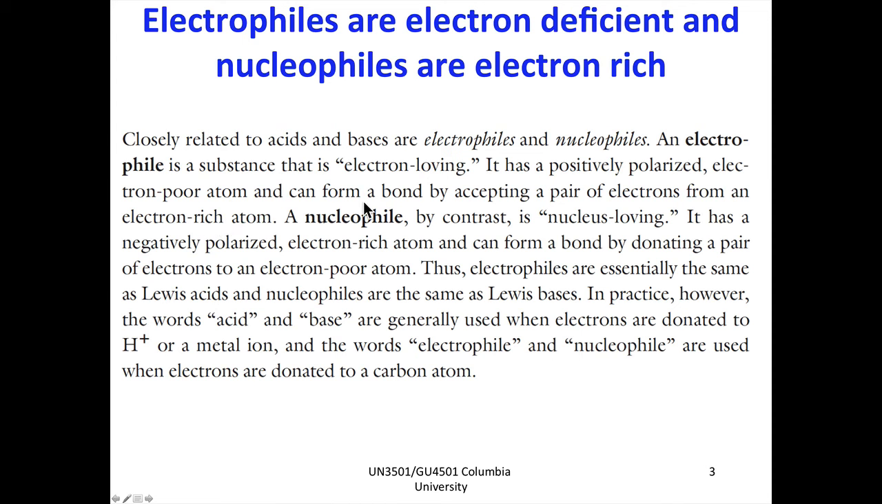So a nucleophile is the opposite. A nucleophile is the atom that is electron rich. It's nucleus loving. It has a negatively charged, electron-rich atom, and it can form a bond by donating those electrons. So in the example we saw in the last slide, electrophiles are the Lewis acids and nucleophiles are Lewis bases. But in general, electrophiles are electron deficient and nucleophiles are electron rich.